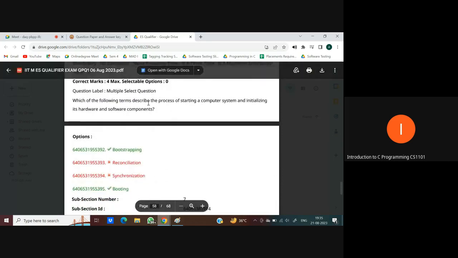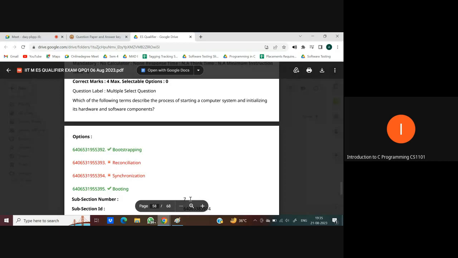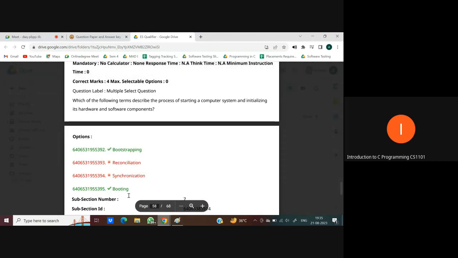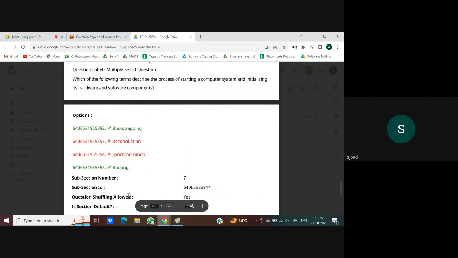Which of the following terms describes the process of starting a computer system and initializing its hardware and software components? This question has been directly taken from the recording or from the slides. So bootstrap is what the process is called. The other name for that same process is booting as well. What's the difference between these two? They both are the same, synonymous terms. Okay, there's no difference, right? Yes. Okay, got it.